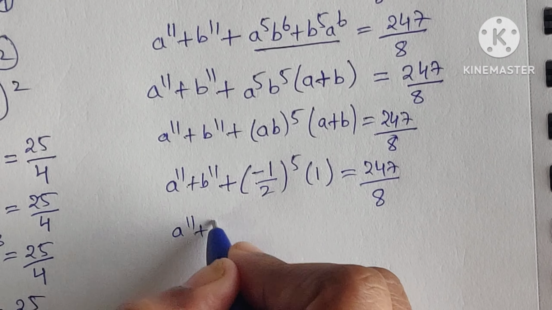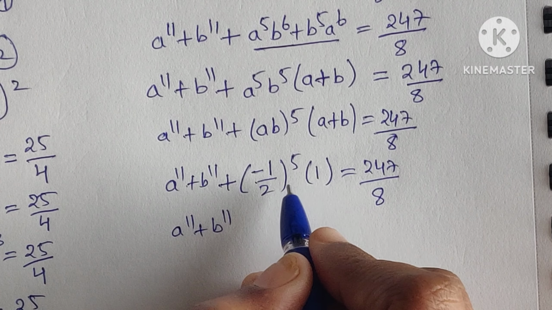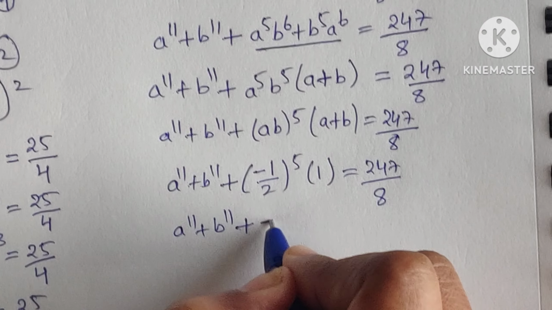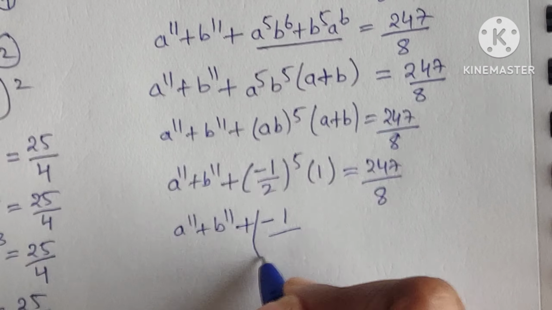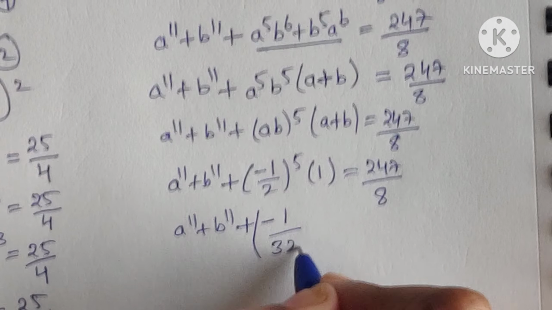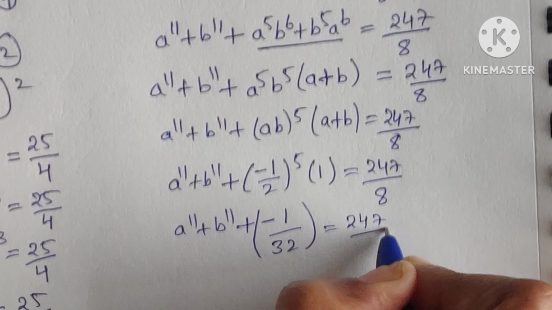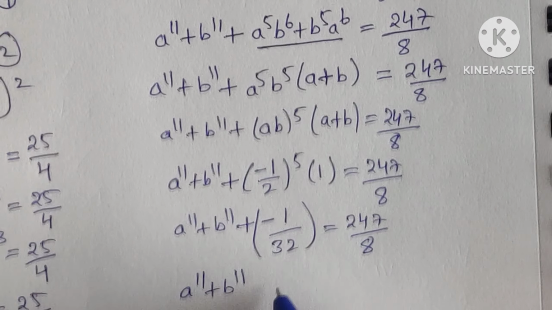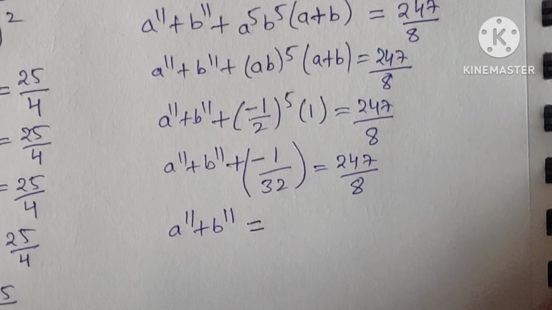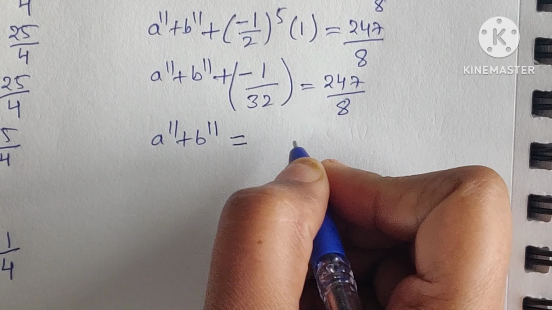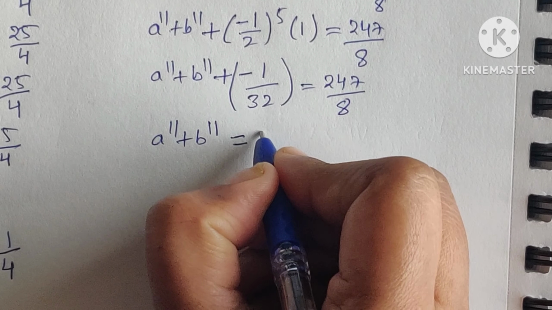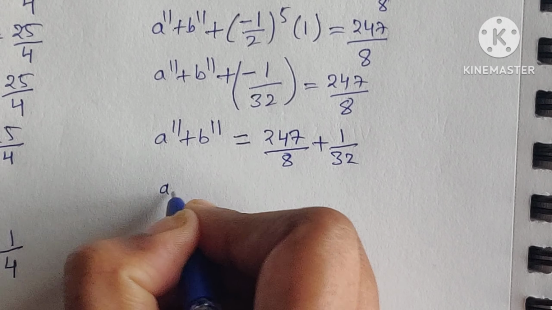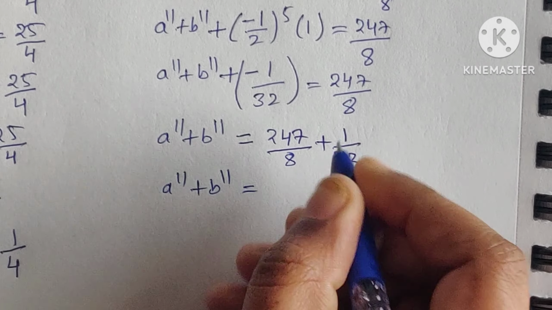So a to the power of 11 plus b to the power of 11. So minus 5 minus, we will get minus value. So 1 divided by 2 to the power of 5, which is equal to 32, equal to 47 divided by 8. So a to the power of 11 plus b to the power of 11. Move this value to the right side. So move this value to the right side. 247 divided by 8 plus 1 by 32. So a to the power of 11 plus b to the power of 11 equals 247.